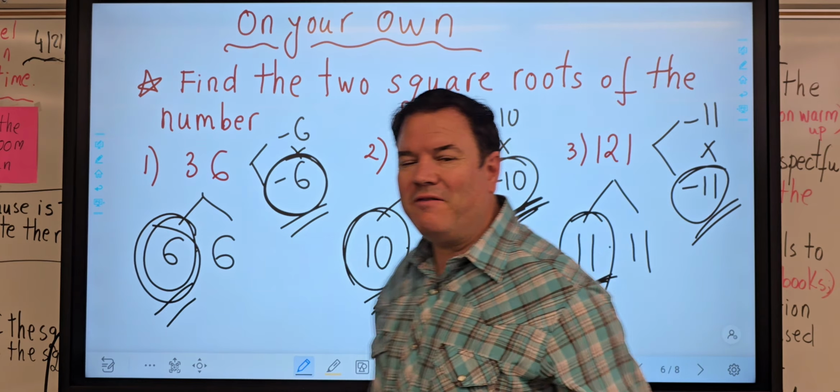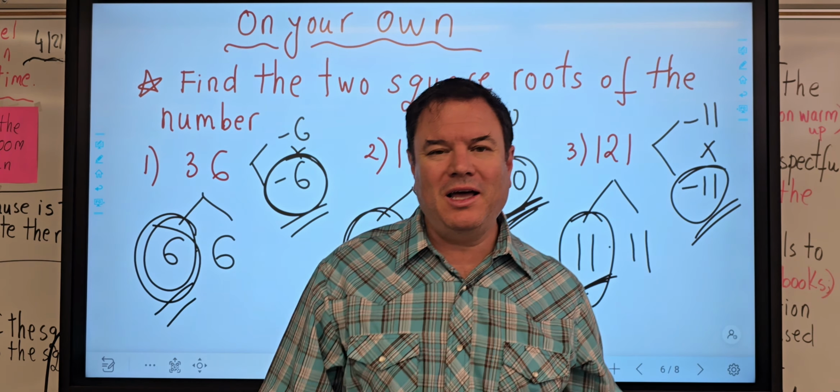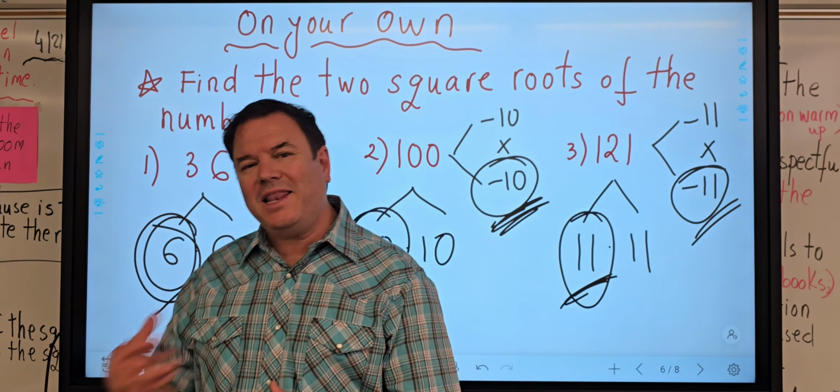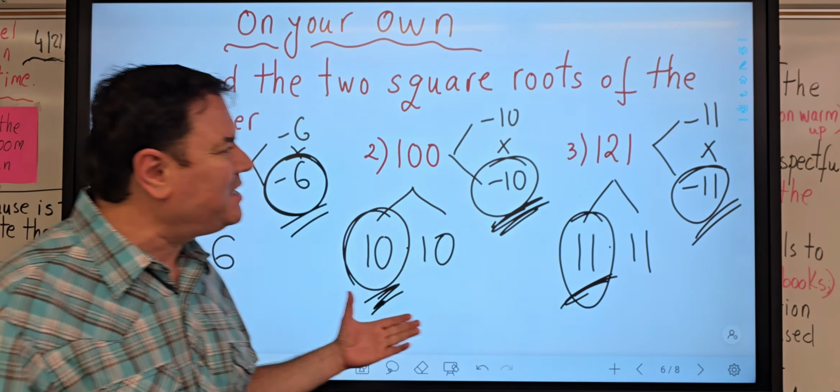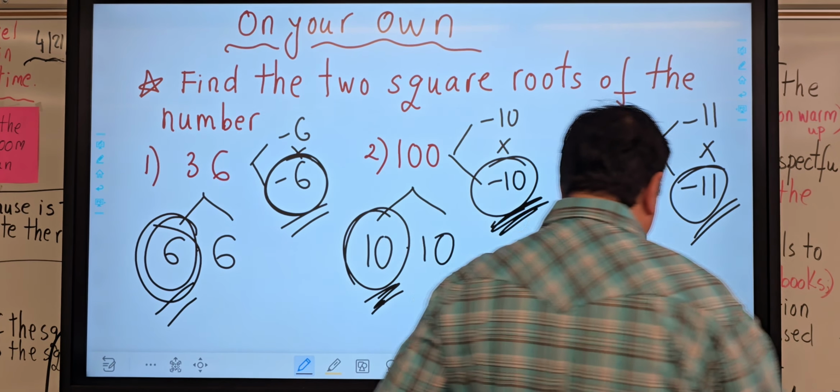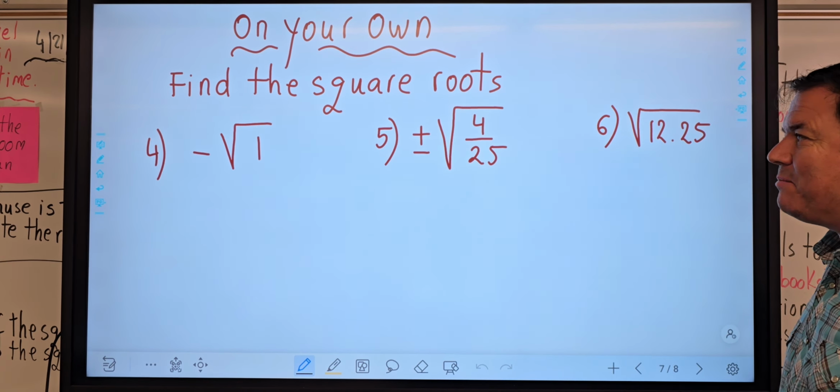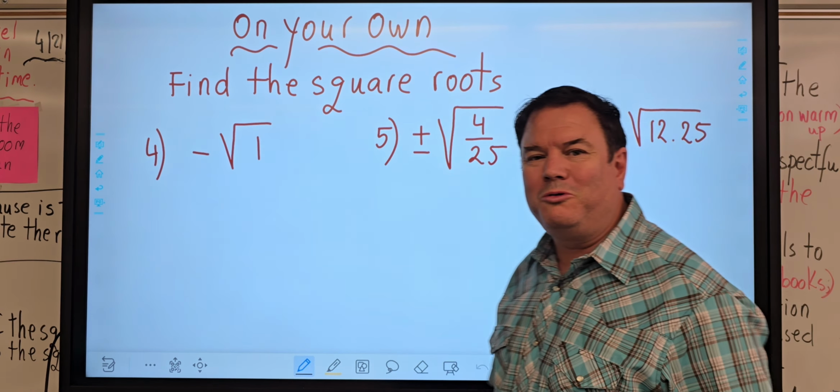Every positive number has a positive and a negative square root. Keep that in mind. And now let's take a look at another example here. I want you to try to do it on your own.